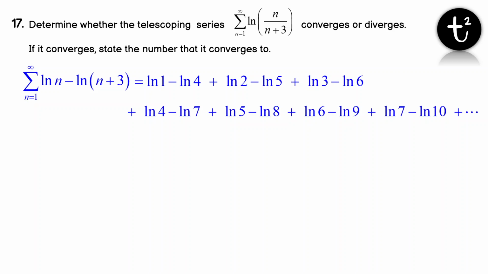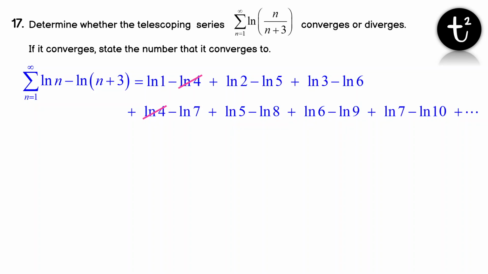So if we just start plugging in, when n is equal to 1, my terms will be natural log of 1 minus natural log of 4. When n is equal to 2, my terms will be plus natural log of 2 minus natural log of 5, and so on. So I made this list, let's see, I wrote 1, 2, 3, 4, 5, 6, 7 terms. You can make the list a little bit longer if you need to, but here's what I want to see.